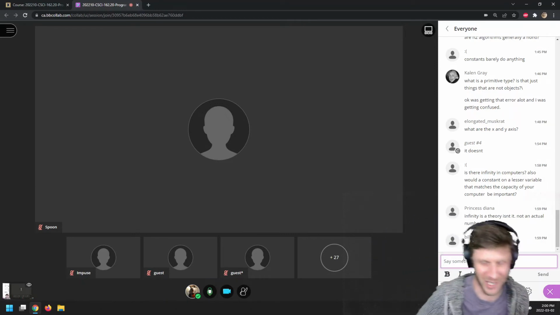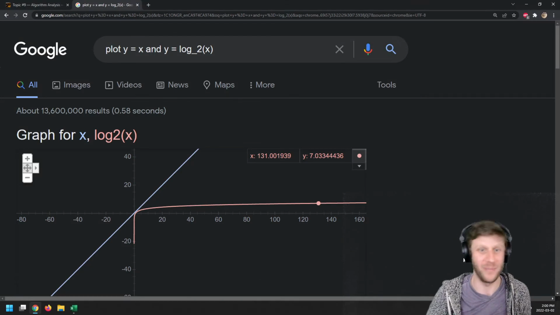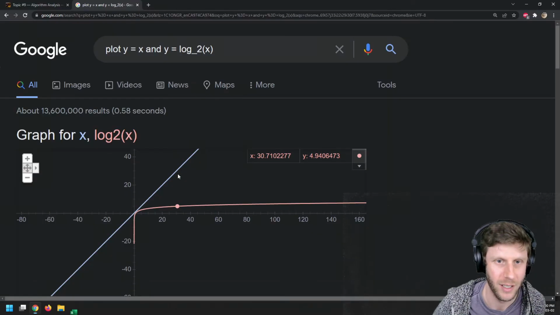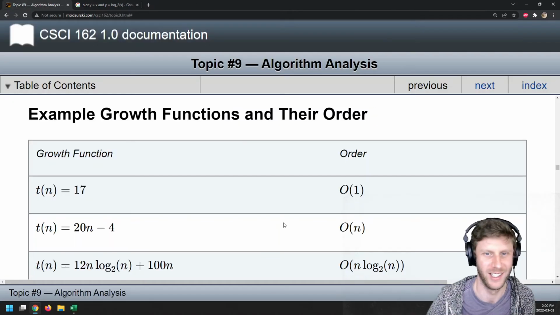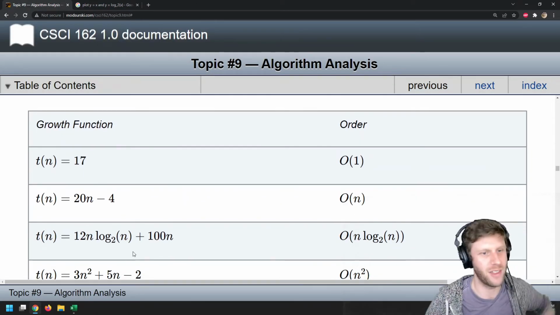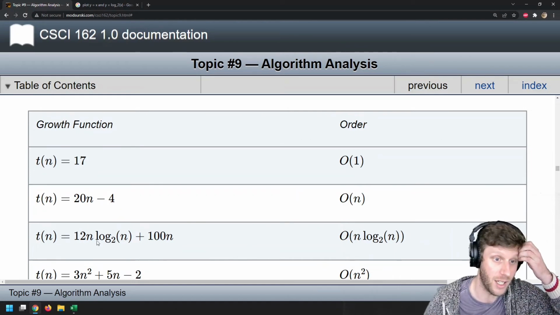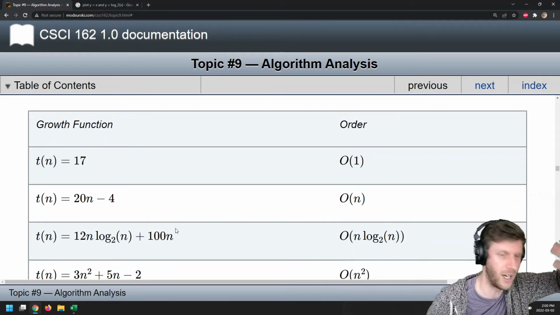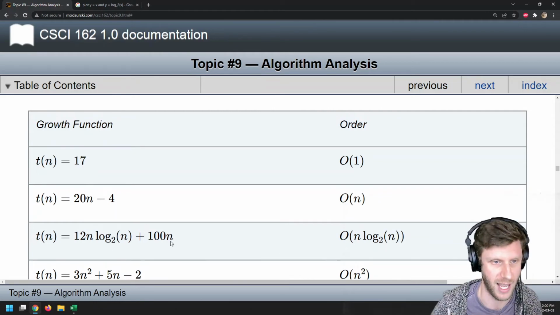So I wouldn't worry about that. But getting back to this. Okay, so where am I going here? If I have, okay, look, this 12, we throw away the 12. So I'm looking at n log n plus 100n. Throw away the 100. So I have n log n versus n.